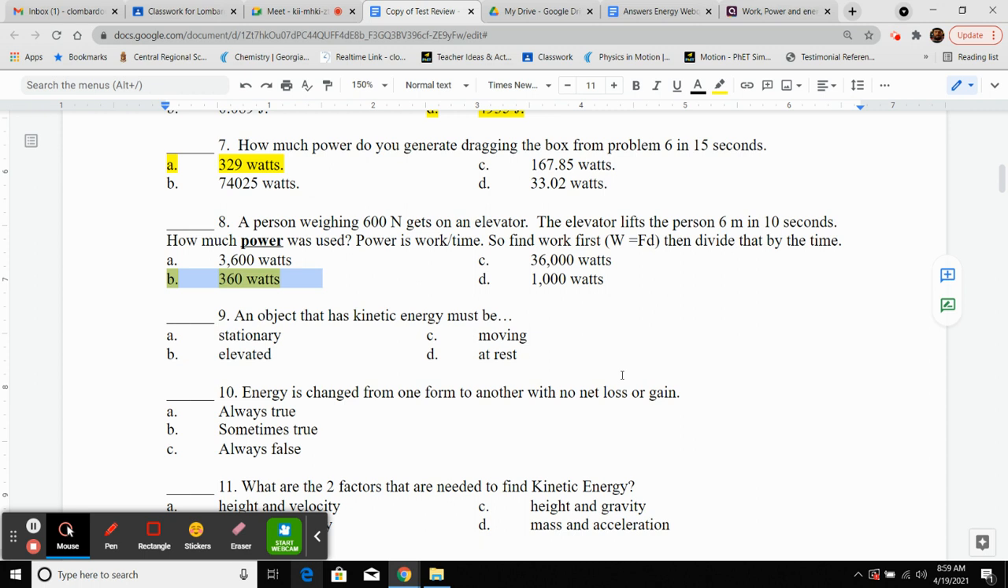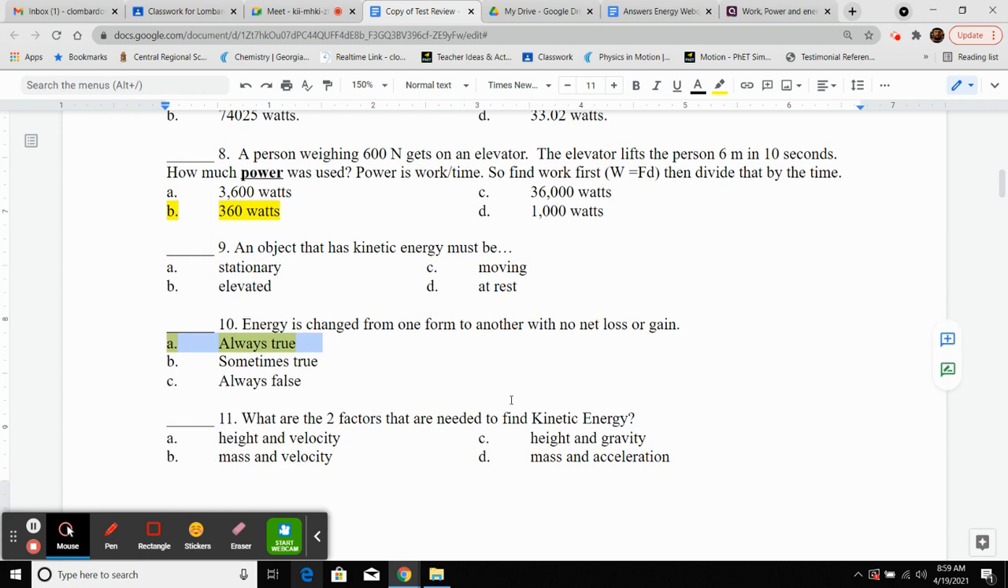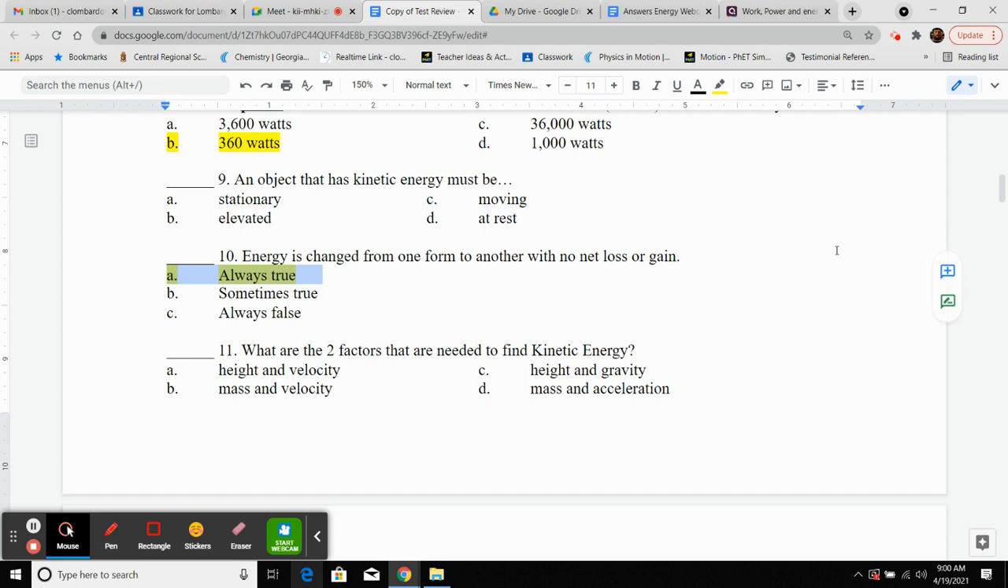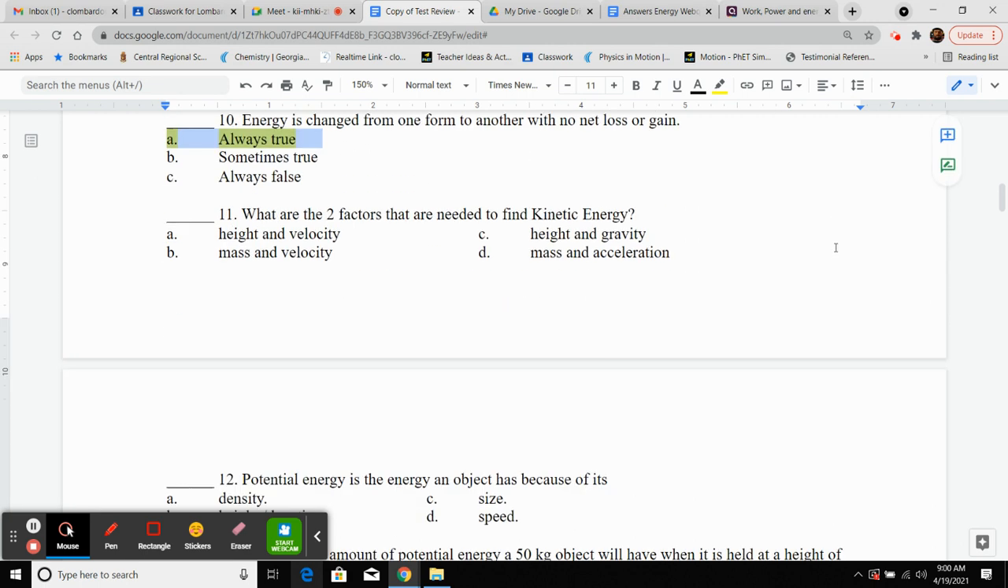Number 10, energy change from one form to another with no net loss or gain. Is that sometimes true, always true, or always false? Always true. Energy cannot be created nor destroyed. So it's always going to be around, just changing from one form to another. I'll come back to that. Sorry about that. I literally thought I had it. All right, number 11, you guys should be able to absolutely do. We did that a few different times last week.